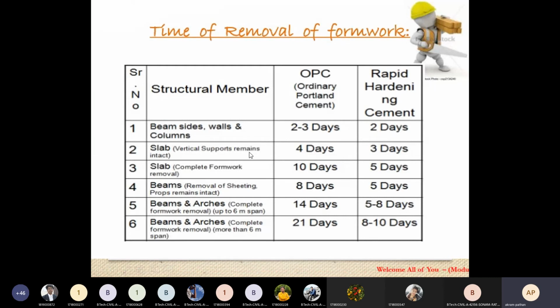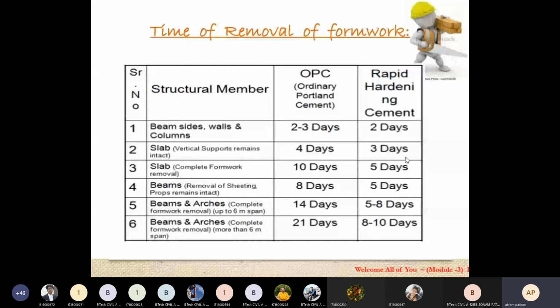Then the slab, with vertical support remaining intact. In case of OPC, 4 days is sufficient, and in case of the rapid hardening cement, 3 days is sufficient. Then another kind of structural member is slab complete formwork removal. If you use OPC cement, then after 10 days we can remove the complete formwork from the slab, and with rapid hardening cement, after 5 days you can remove the formwork.